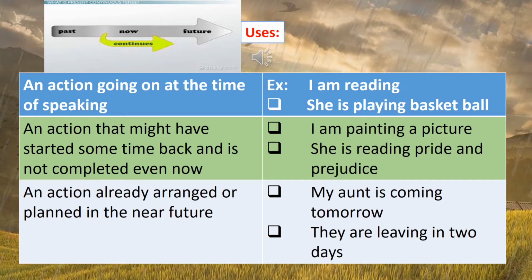Third one, an action already arranged or planned in the near future, like my aunt is coming tomorrow and they are leaving in 2 days, etc.